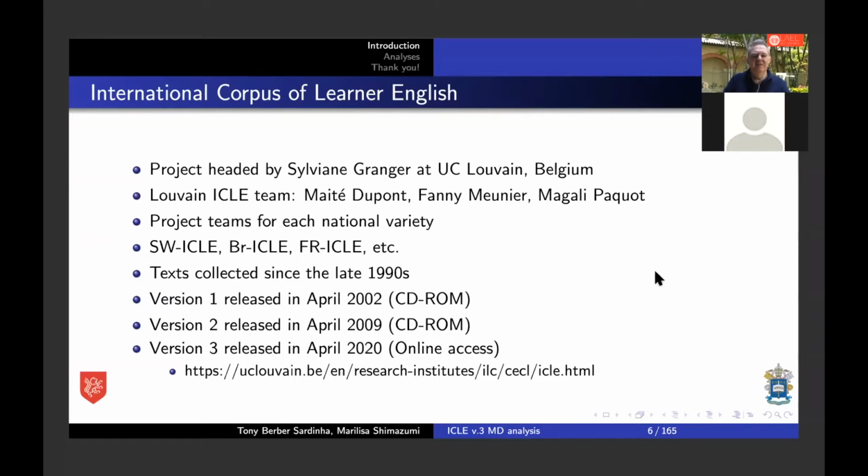So there are 3 different versions. Version 1 released in 2002, 2 in 2009, both on CD-ROM. And now the latest one, version 3, it's online access, and you can go to that URL to check out the corpus. A wonderful resource.